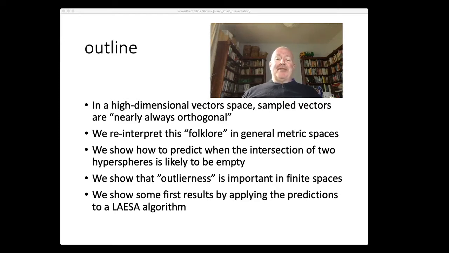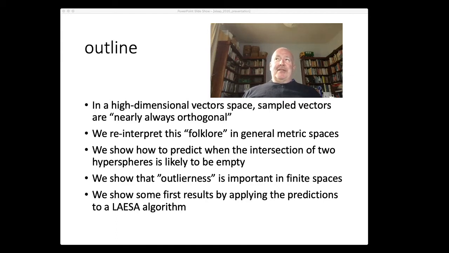Of course, we're not interested primarily in high dimensional vector spaces, so we first reinterpreted this folklore into general metric spaces, and we've quantified the useful effect which remains in general metric spaces, and we show how to predict, based on these angles, when the intersection of two hyperspheres is likely to be empty. This is very useful in the context of querying a finite metric space. Things are not lovely. The theoretical property stands only in unbounded high dimensional vector spaces. We are usually searching in bounded object spaces, which have some quite different properties. So we show these properties.